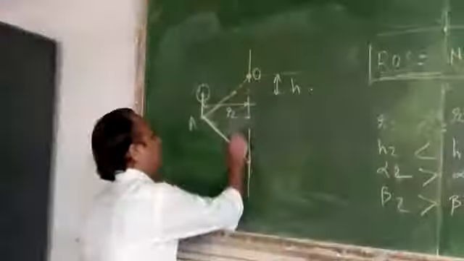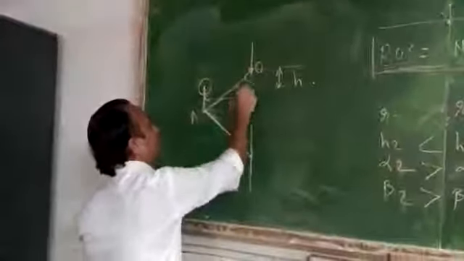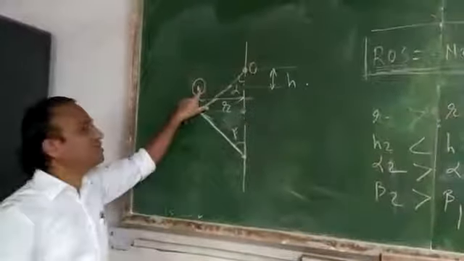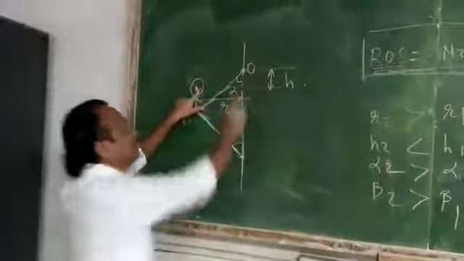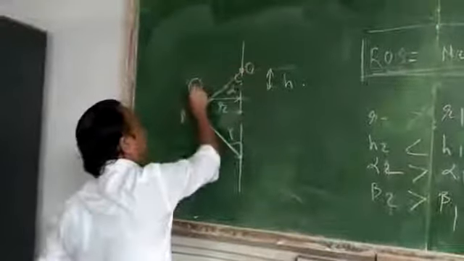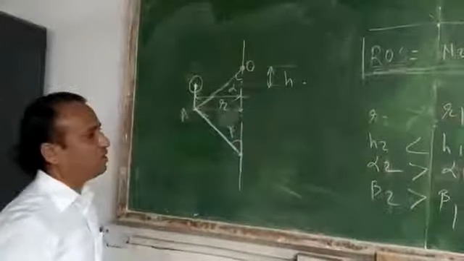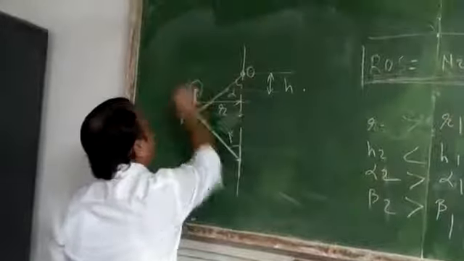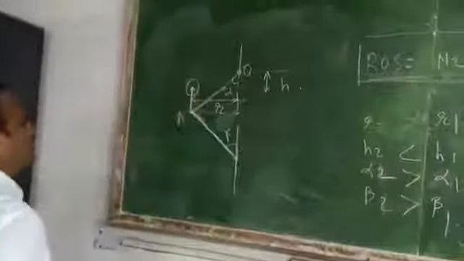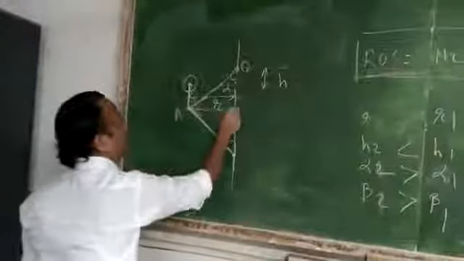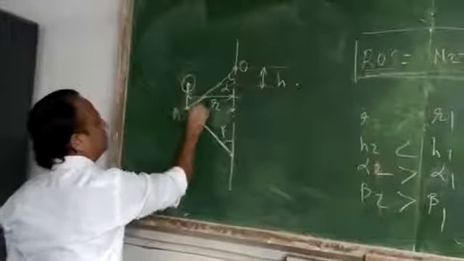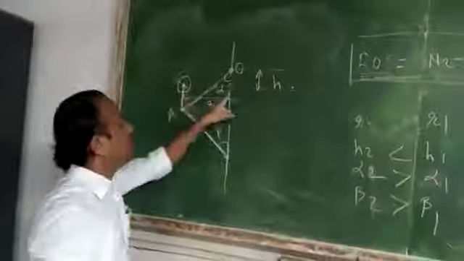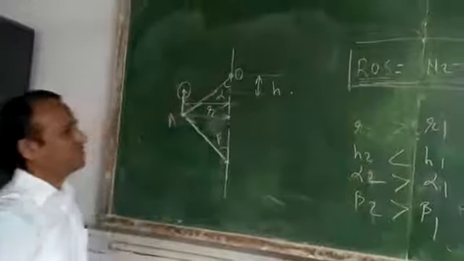Same, this is beta, alpha, height. See, height is the distance between the fixed point and the center of governor ball. It is measured between the fixed point and the center of governor ball. The radius of governor is the distance between the center of governor ball and the spindle axis.